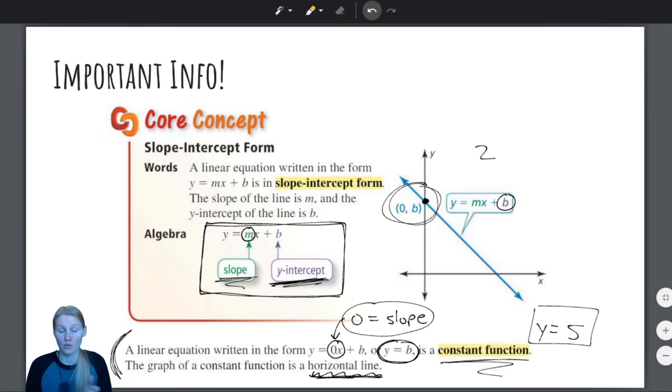So this is actually written in slope-intercept form. Our slope is just 0.